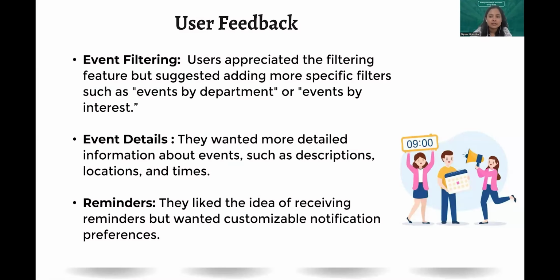From the user feedback, we found users appreciated the filtering feature, but some found it difficult to navigate. They wanted to add more specific filters such as events by department or events by interest. Users also wanted more information about each event, such as a brief description, location and time. They also suggested including a save event feature to allow users to mark events they are interested in attending.